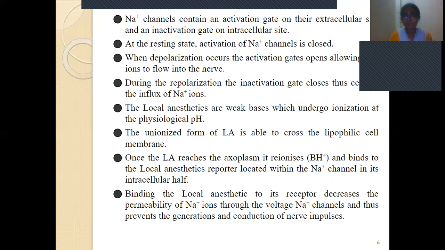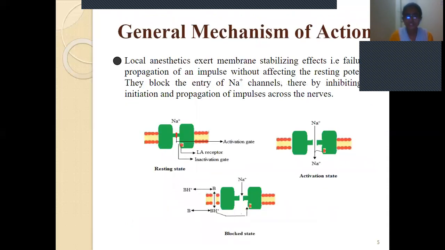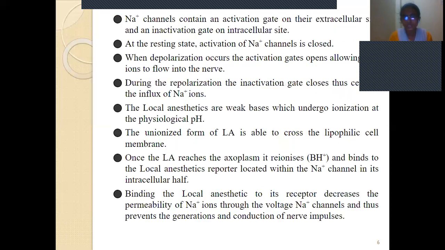By binding to the local anesthetic receptor, it decreases the permeability of the sodium ion channels to sodium ions, and thus prevents the generation and conduction of the nerve impulse. The general mechanism of action is to inhibit the entry of sodium ions into the cells, because sodium ions are responsible for the conduction of the nerve impulse. So this is the general mechanism of action.